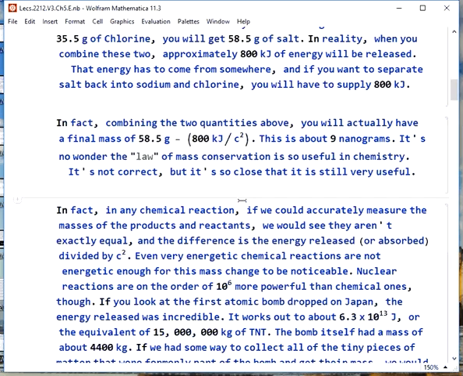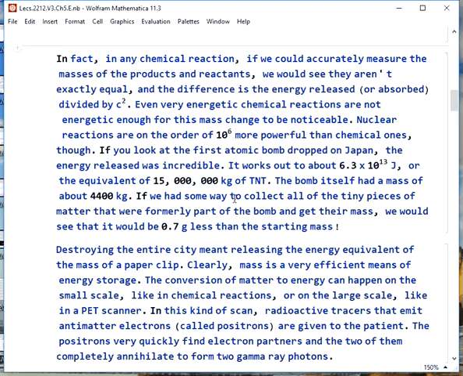In fact, in any chemical reaction, if we could accurately measure the masses of the products and reactants, we would see they aren't exactly equal, and the difference is going to depend on the energy released or absorbed divided by c squared. Even for really energetic chemical reactions, there's not enough energy involved for this change in mass to be noticeable. Nuclear reactions, on the other hand, are in the ballpark of 1,000,000 times more powerful than chemical ones.